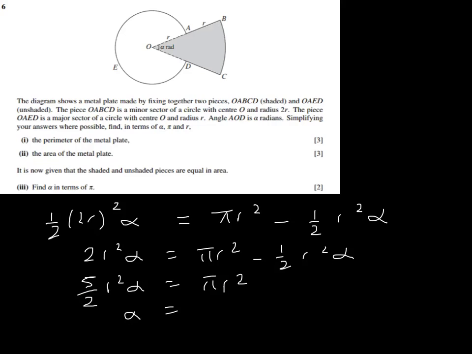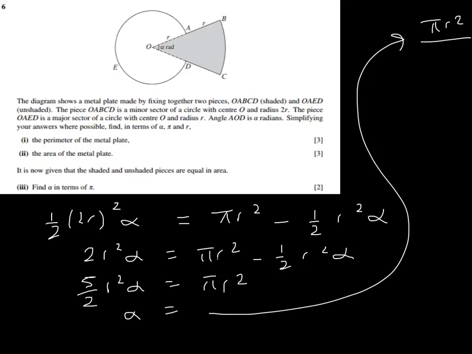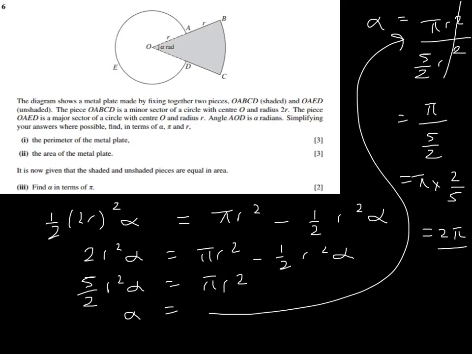So alpha is going to be the same as pi r squared all over 5 over 2 r squared. That's alpha equals that. So when we do some dividing through, we can divide through by r squared, and that's going to leave us with pi over 5 over 2. Now, that's not a real fraction. So you have to remind yourself that when you divide by a fraction, so dividing by 5 over 2 is the same as multiplying by its reciprocal. So that's the same as pi times 2/5. So the answer then is 2 pi over 5.